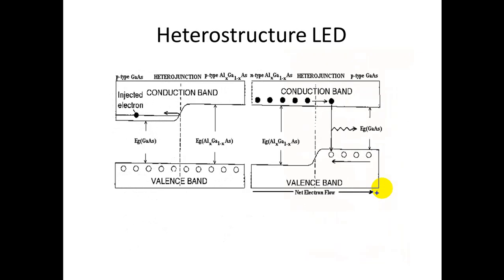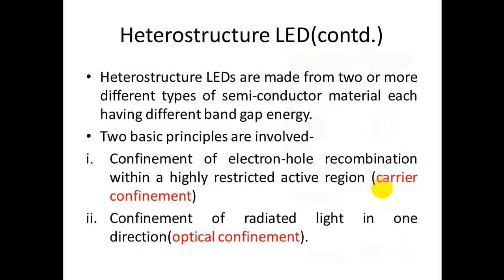This is the structure of a heterostructure LED. Heterostructure LEDs are made from two or more different types of semiconductor materials, each having different bandgap energy. Two basic principles are involved: carrier confinement and optical confinement.